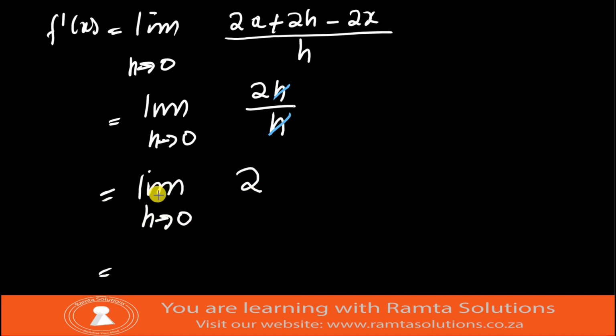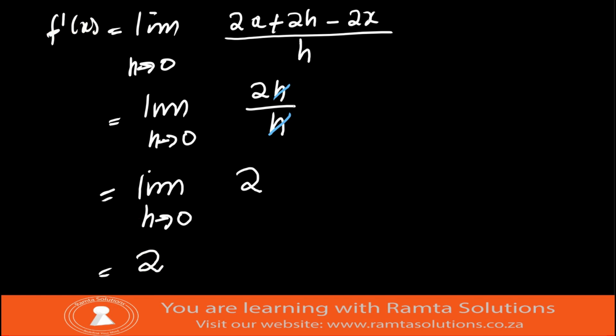Now, we can drop this limit part. What it means is that when we drop it, wherever there's an h, we must put 0. But in this case, there is no h. So since there is no h, we can therefore say our derivative is 2. Our f prime, meaning our gradient, is 2. And this is how we differentiate using first principles. This is how we find the gradient using first principles.